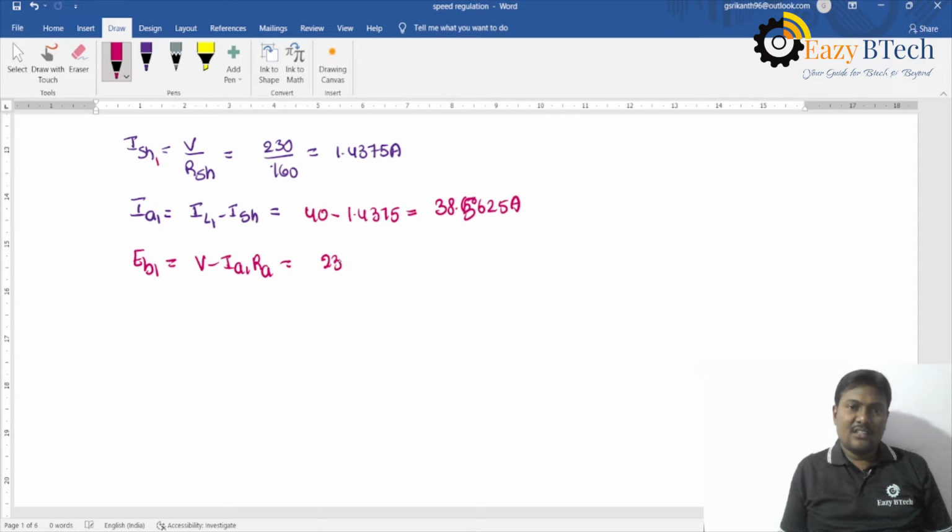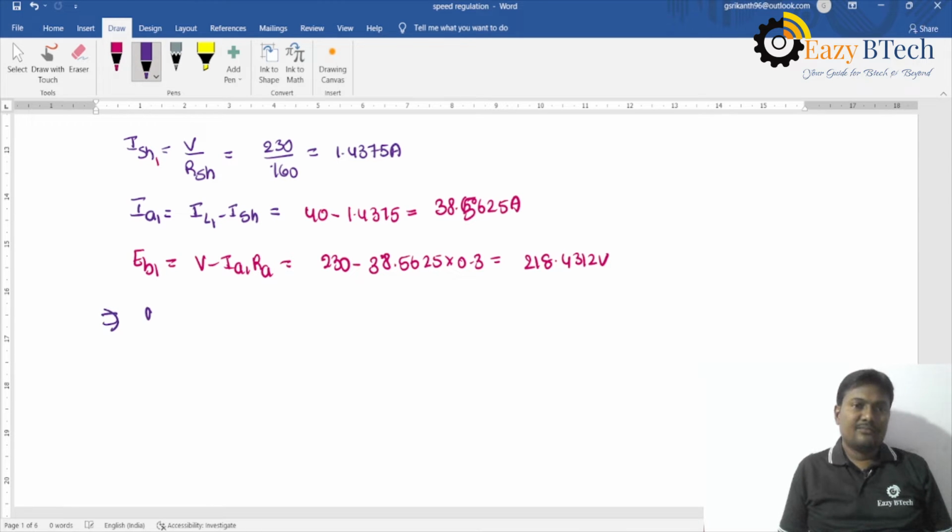Then calculate the EB1 at full load, V minus IA1 into RA. The voltage is the same, 230, minus IA1, which is 38.5625, into the armature resistance, which is constant at 0.3. Then you get 218.4312 volts.